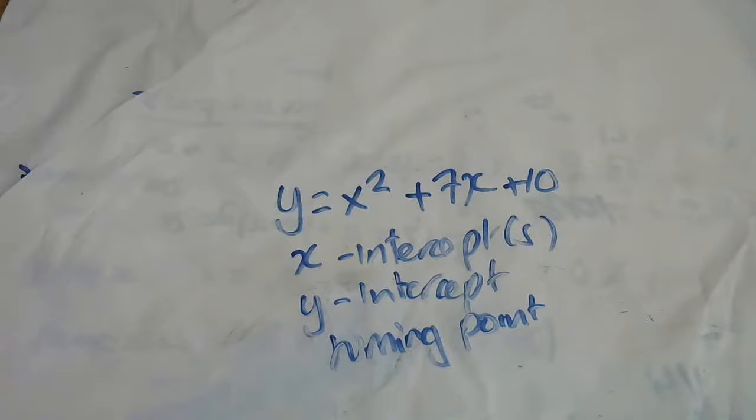So what I'm asking you to do is sketch, not plot, y equals x squared plus 7x plus 10. Tell me what the x-intercepts are. Tell me what the y-intercept is. Tell me where the turning point is. Give me the coordinate of that. Okay? As soon as you've done that, pop it up in the live chat.